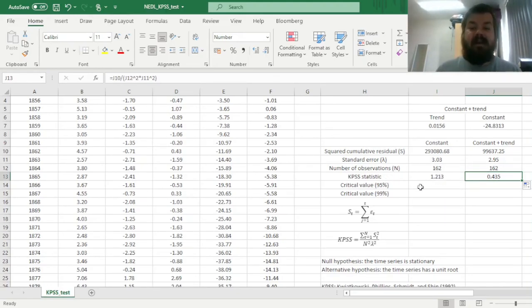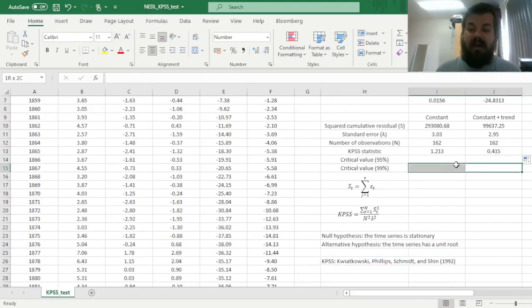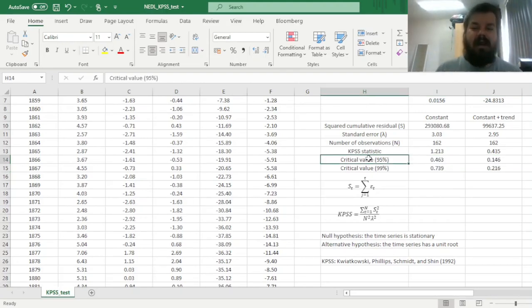What we have to do next is to compare those obtained values, those observed values of the KPSS statistic, to the critical values that have been tabulated by the authors of the test: Kwiatkowski, Phillips, Schmidt, and Shin. And that's why this test is called KPSS, that's just the initials. So they have tabulated those critical values. Unfortunately, we cannot calculate them directly, so we just have to look them up in their paper or in some other internet source. And as we can see, the critical values for the 95% and the 99% confidence interval are, in both cases, much lower than the observed values of the statistic we have calculated.